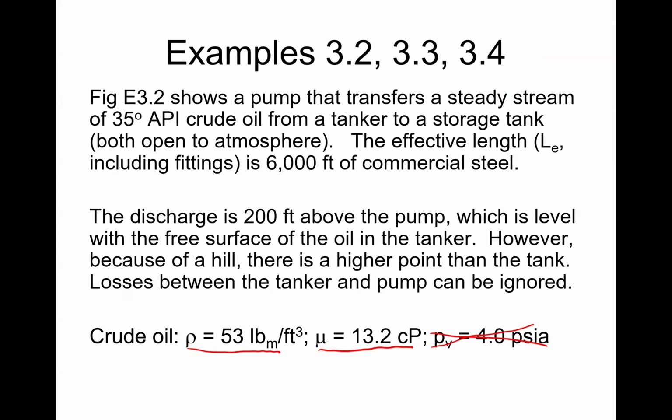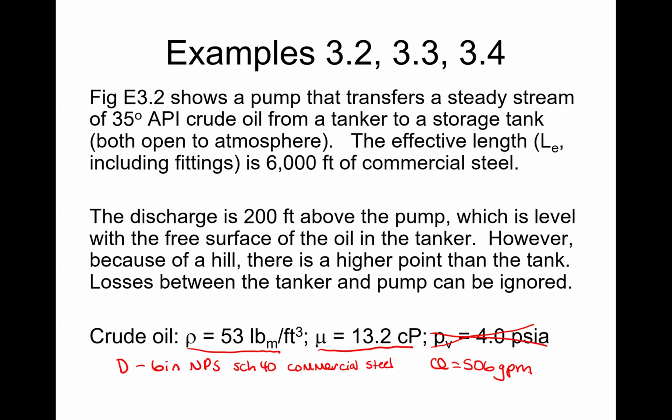And so for specifically 3.2, there is additional information. The diameter, which is a 6-inch NPS Schedule 40 commercial steel. And the flow rate, which is 506 gallons per minute. We're going to have to do a lot of conversions for this one, of course.